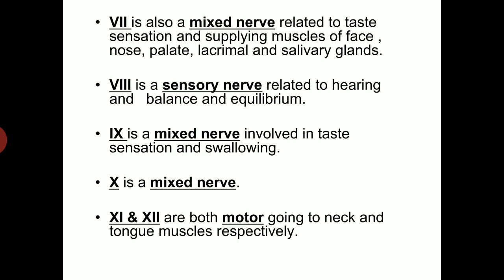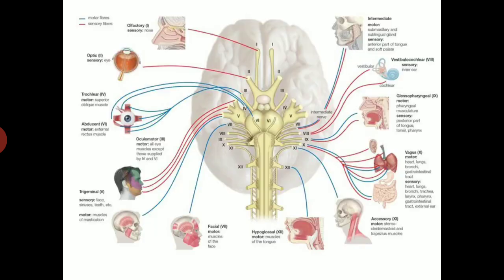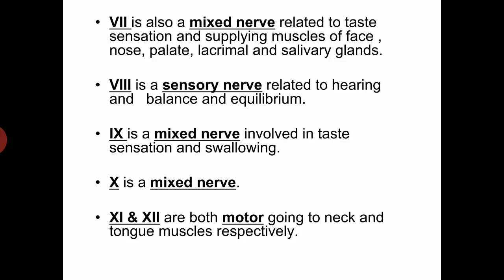Now seventh cranial nerve, it is again a mixed nerve, name is facial, related to taste sensation, supplying muscles of face, nose, palate, lacrimal and salivary glands. Eighth cranial nerve is known as vestibulocochlear, which is a sensory nerve related to hearing and balance and equilibrium.